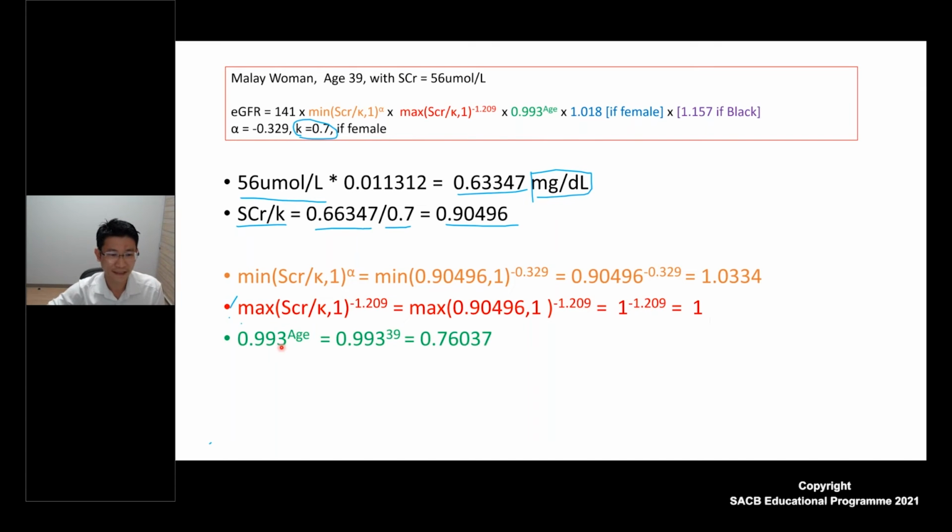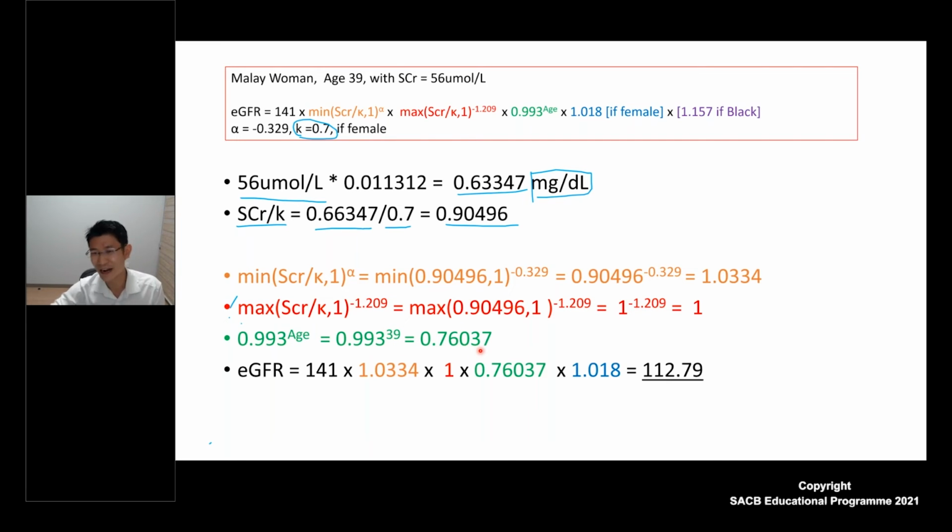And then lastly, we have the age term. 0.993, because she is 39 years old, to the power of 39 gives 0.76. Then we multiply everything together, and because she is premenopausal, 1.018. And because she is non-black, we don't need to multiply by the 1.157. So we report this rounded to the nearest whole number as 113 ml per minute per 1.73 meters squared.